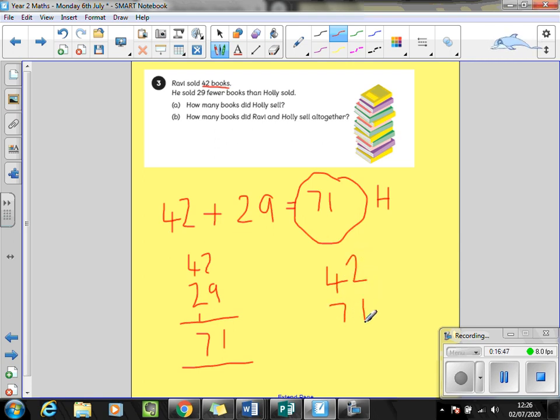Now, whether you do this in your head using your knowledge of place value or whether you use the column addition, absolutely fine. 2 add 1 is 3, 70 add 30 is 100, plus 10 more is 110. So we're going to put 110, and of course the 0 would have gone there. So altogether, we can say that Ravi and Holly sold 113 books.